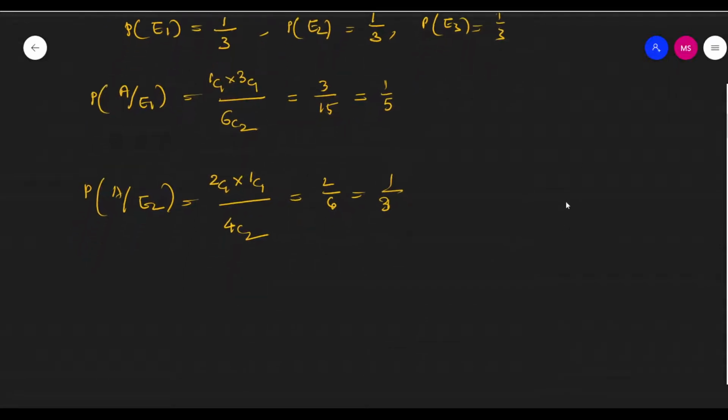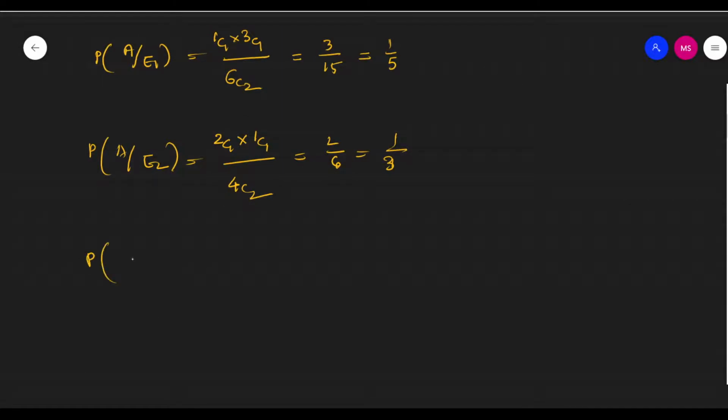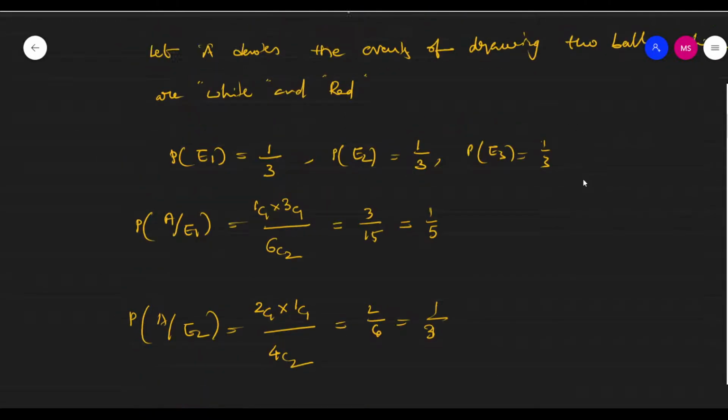Now I am selecting the third step, P of A given E3, the event in the third urn. How many balls are in the third urn?